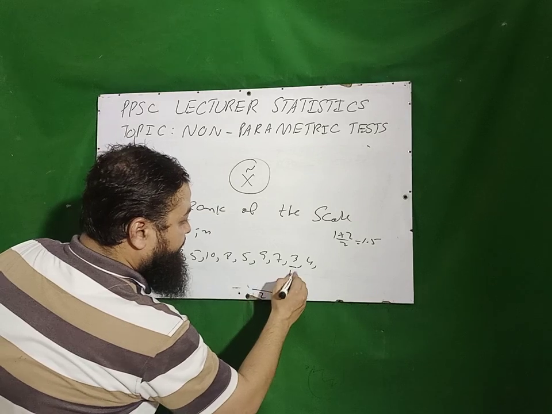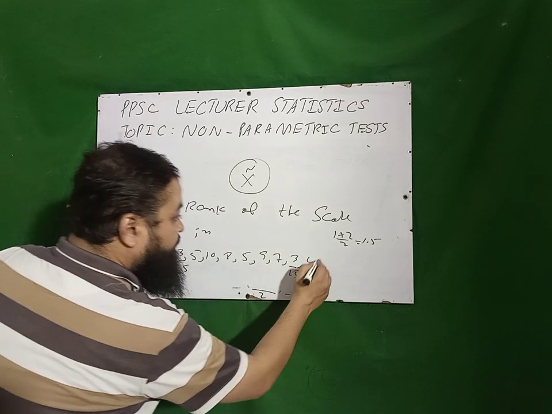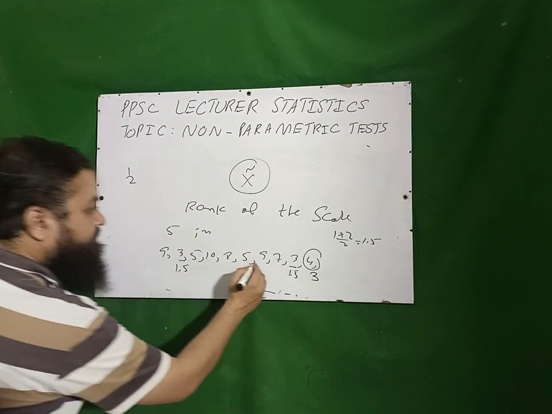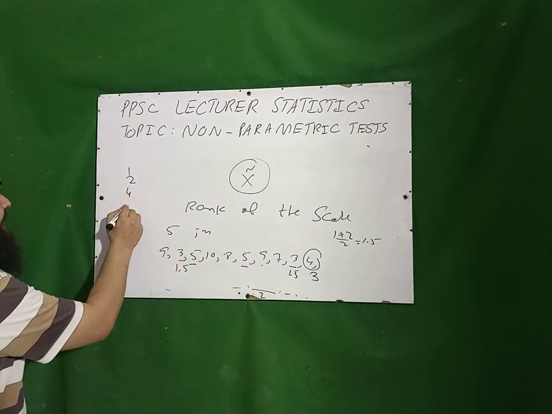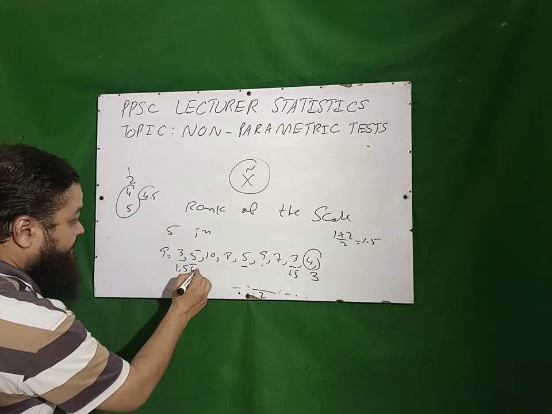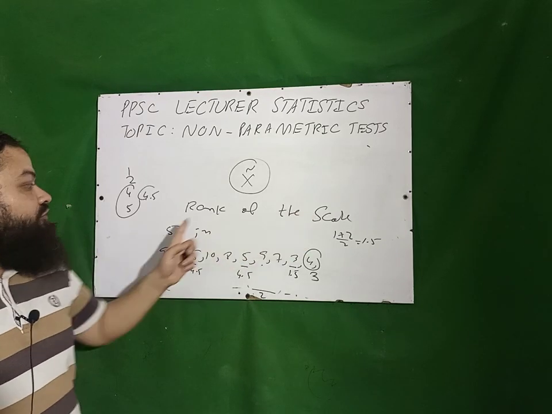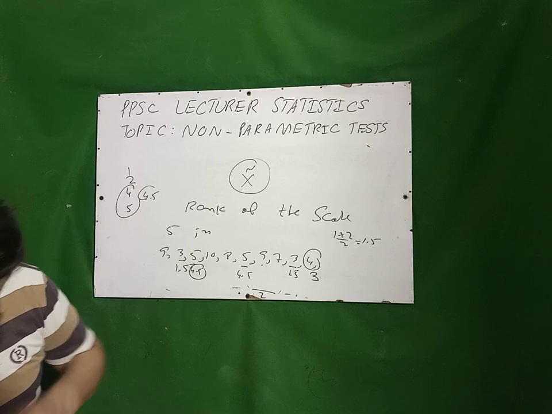The other 3 will also take 1.5. Now ranks 1 and 2 have been used. Now the third rank will be given to 4. It is 3. Now where is 5? 5 is how many times? 2 times. I will have to give 4th rank and 5th rank. 4 plus 5 over 2 is 4.5. 4.5 will be over here and here also. So what is the answer of the question? The rank of the score of 5 in that data is 4.5, which is the correct answer.